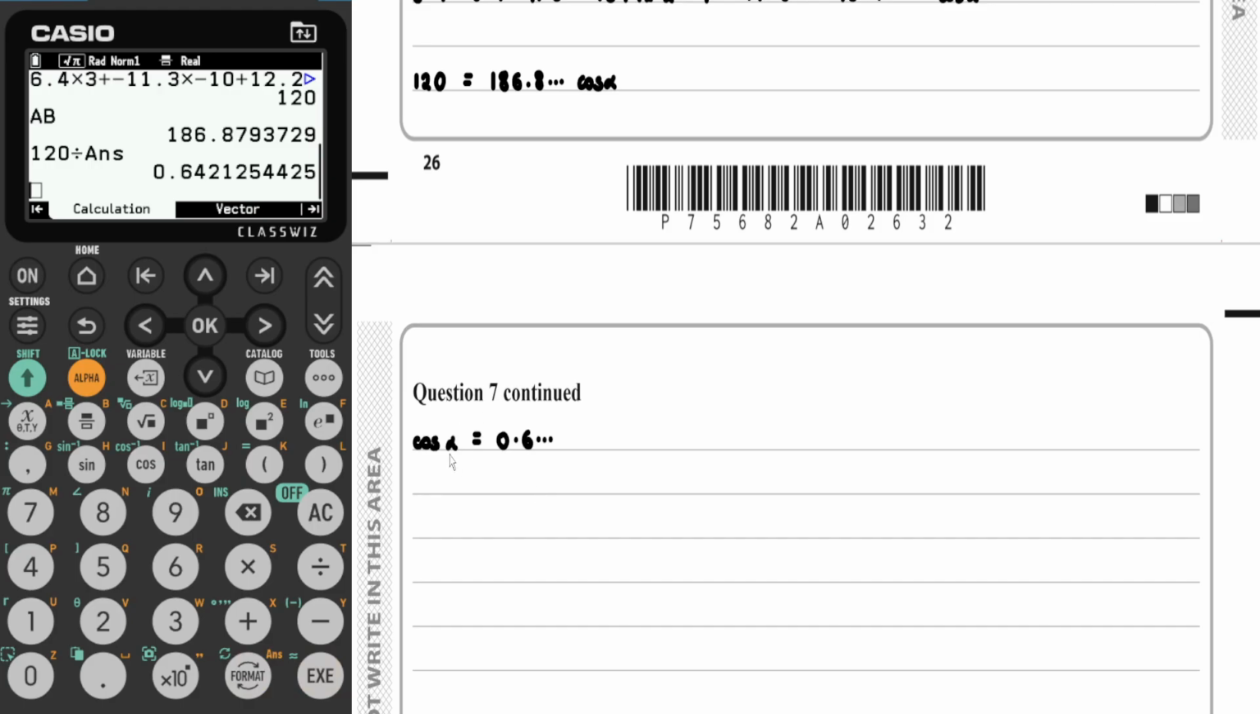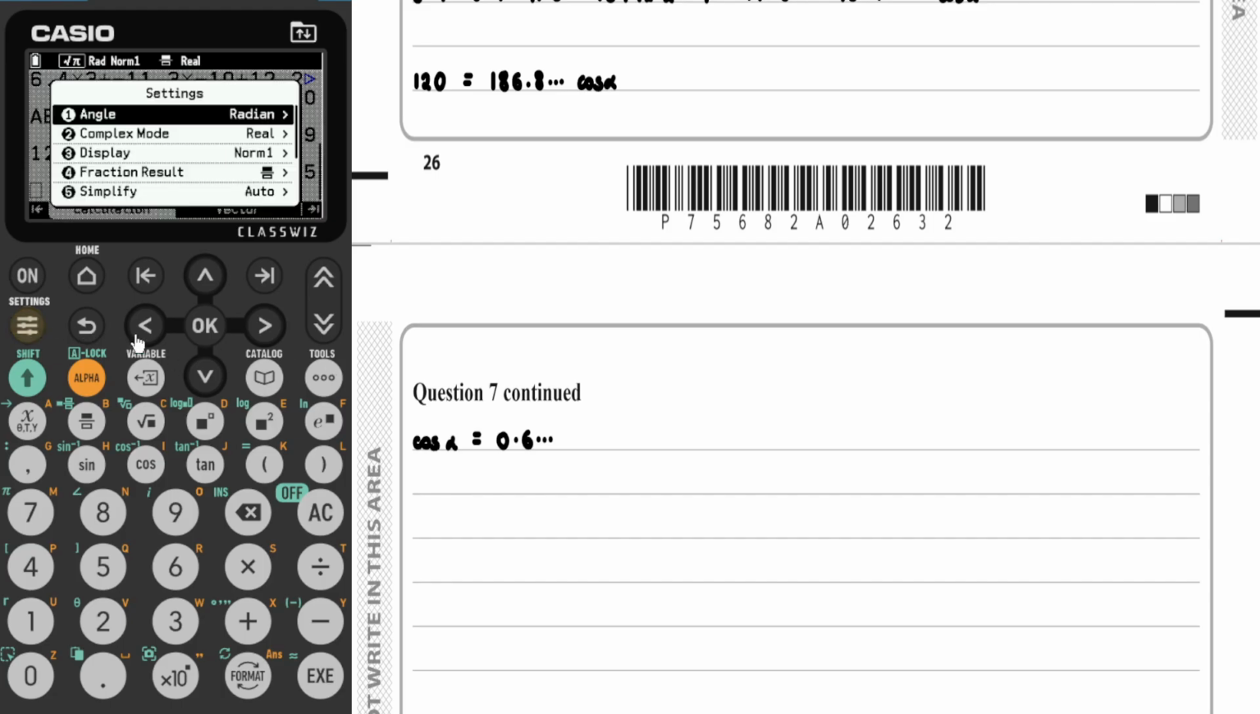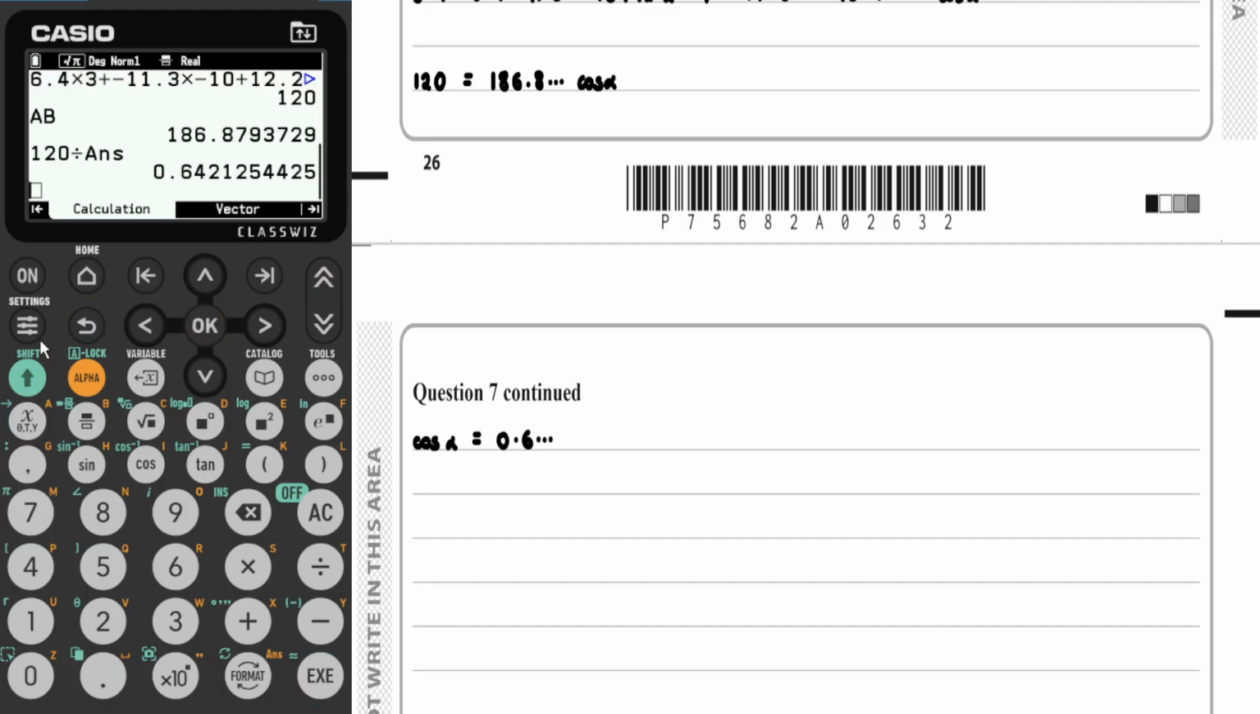Now, for me to find out what alpha is, let's make sure our calculator is in degrees. And so we have the inverse cosine of this 0.6, which is equal to 50 degrees. So alpha is 50 degrees. That's the angle between that line and the plane pi.